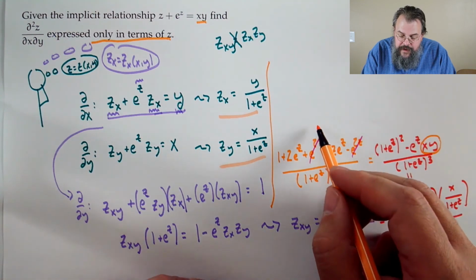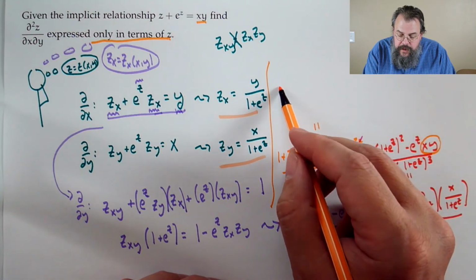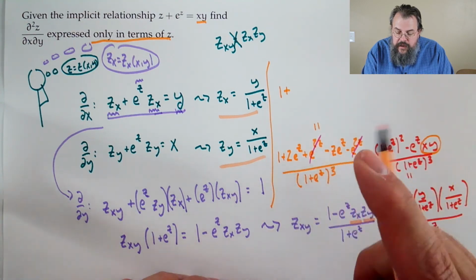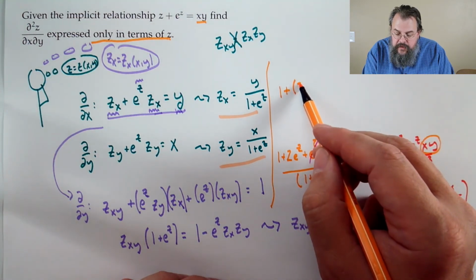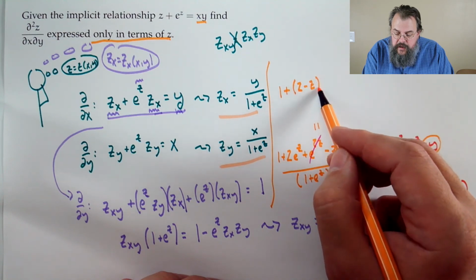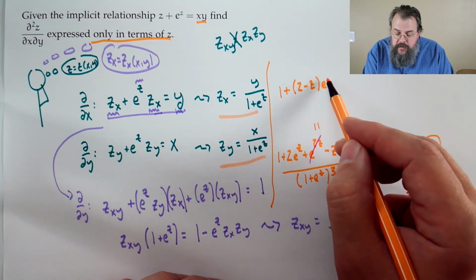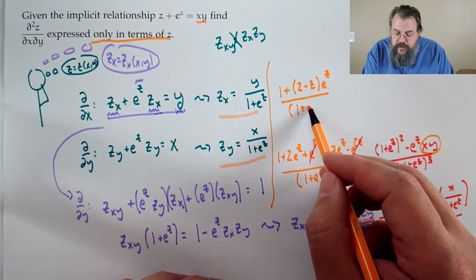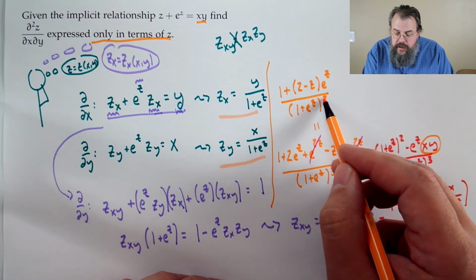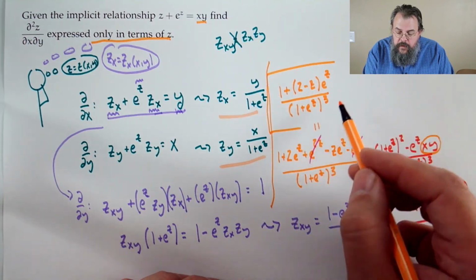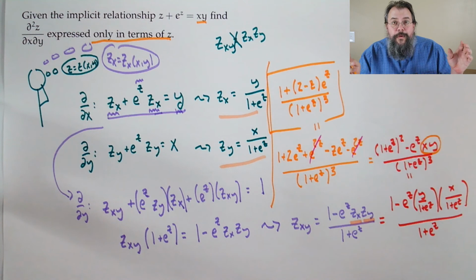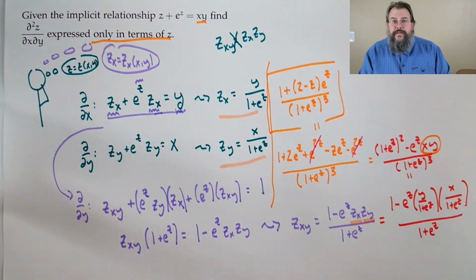What is this? Well, we have 1 plus, now here, these terms both have e to the z, so I can rewrite that as 2 minus z times e to the z, and divide that by 1 plus e to the z quantity cubed. And that's it. We're done. Aha! Wonderful, wonderful progress. So, good.